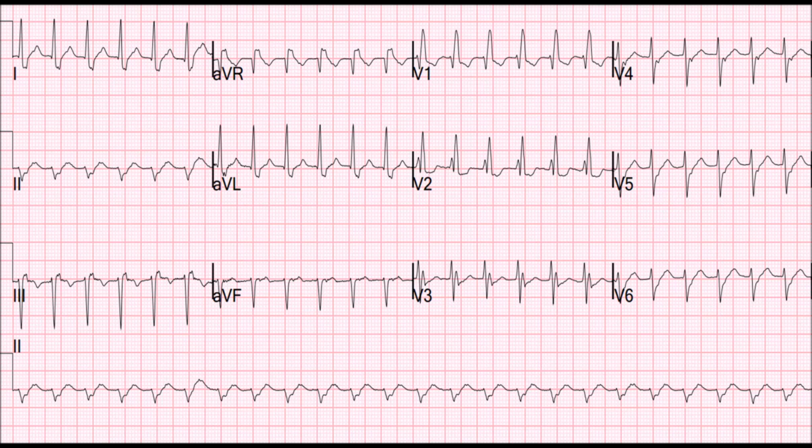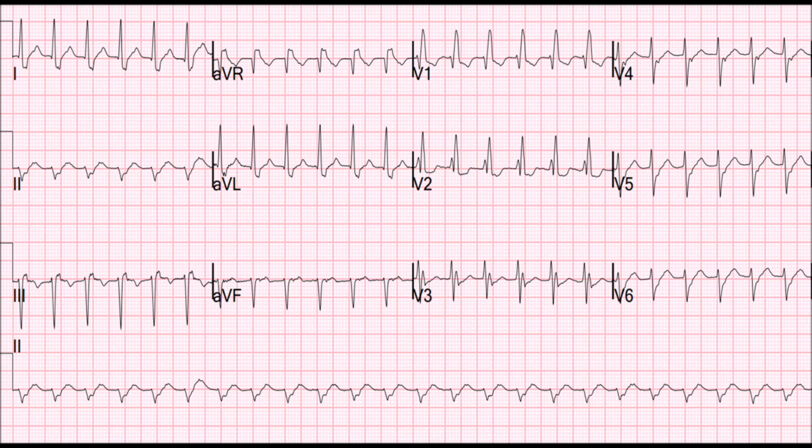What would that QRS look like? I think it's still traveling down the normal pathway, so it would still be a narrow QRS, but then it's just coming back up and going back down. So the activation of the ventricle, first of all, the ventricle is what shows up on the EKG, right? Activation of the ventricle is going to follow the His-Purkinje fiber, so it's going to look exactly like sinus.